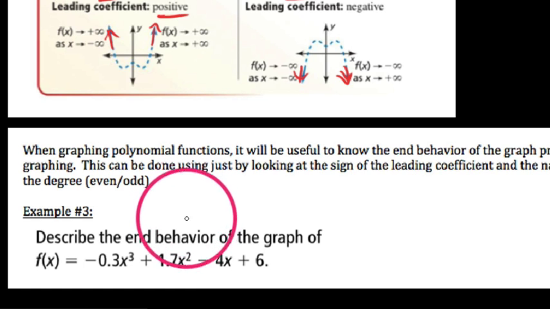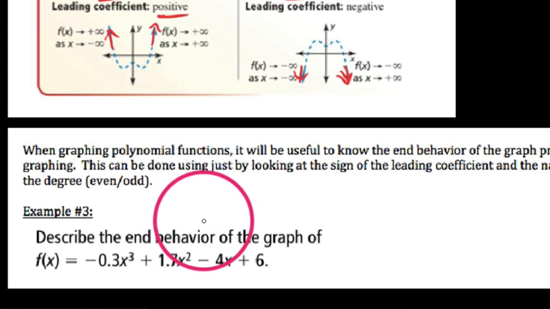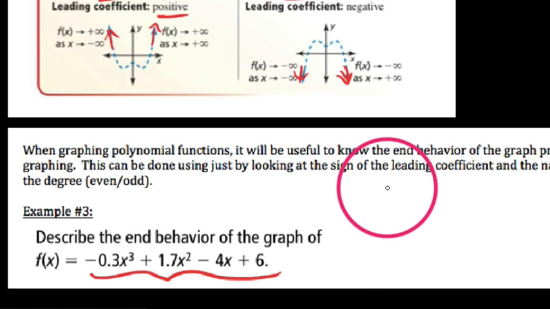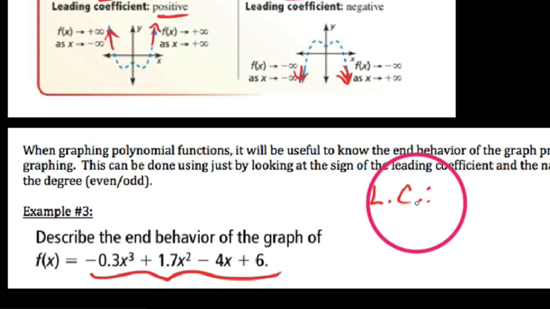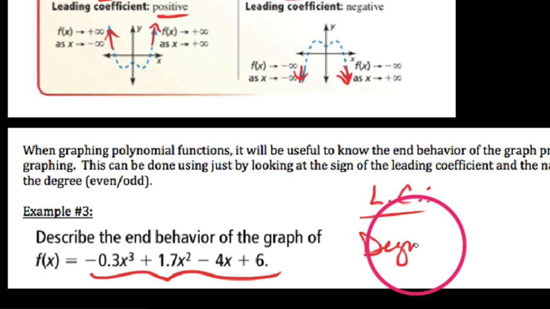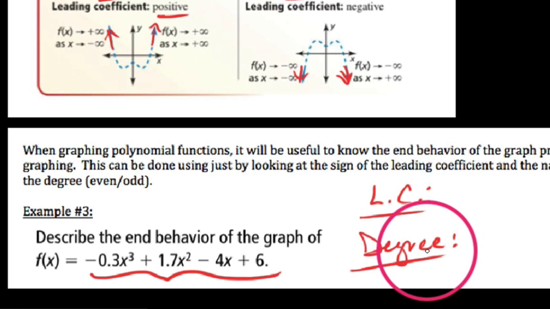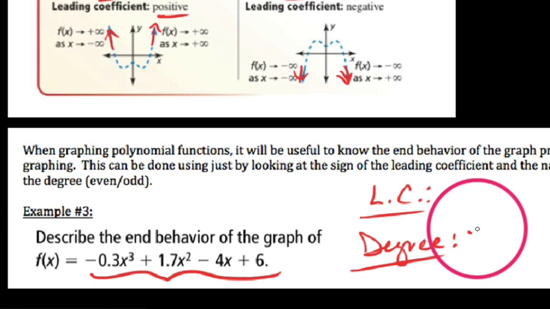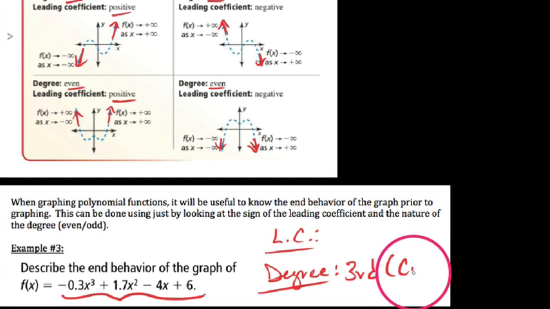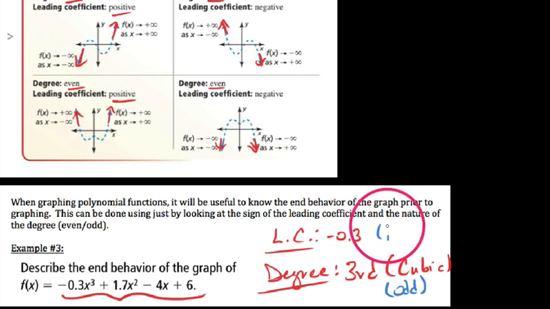So what we're going to do here is determine the end behavior of this graph without even graphing it. I notice that this is already written in standard form. So two things we want to list here are the leading coefficient and the degree. Usually I'd go for the degree first. So we'd say the degree is three. I am going to write a little note here that this is a cubic function. But I'm also going to write this: it's odd. Also the leading coefficient is equal to negative 0.3. I'm going to make a little note here that this is negative.